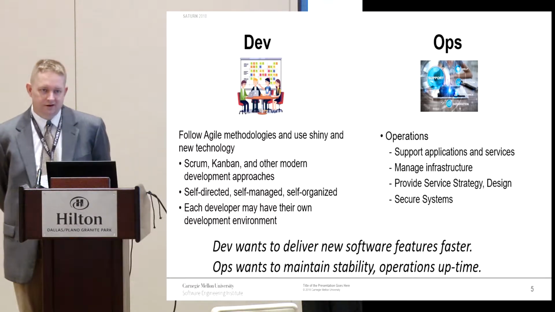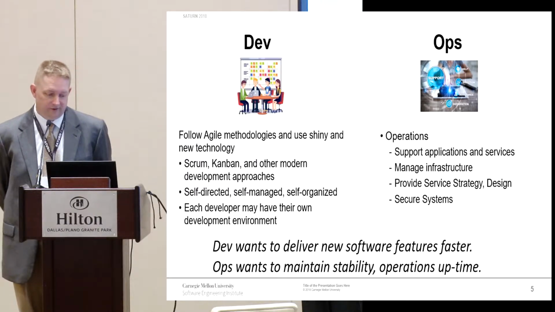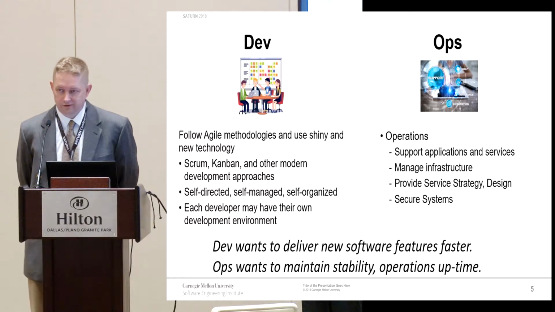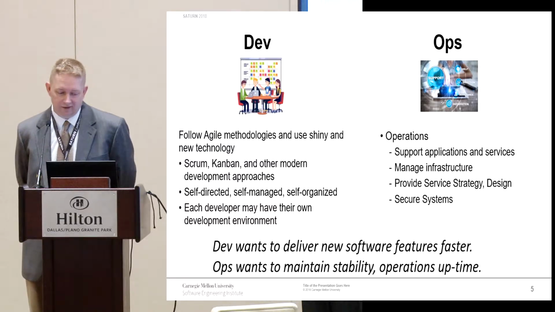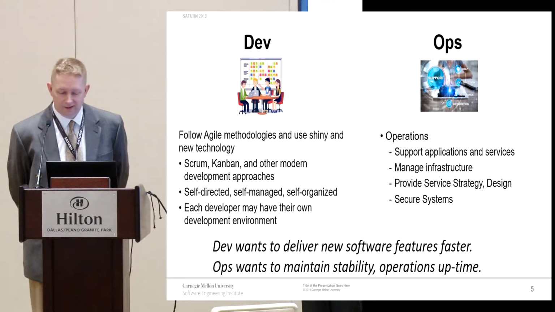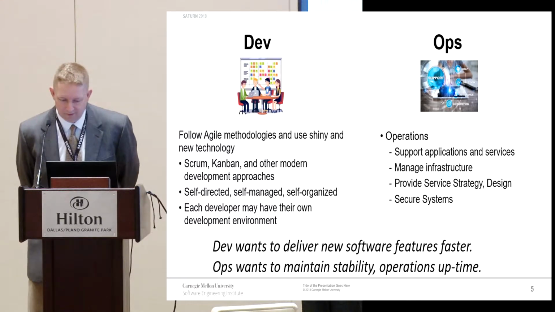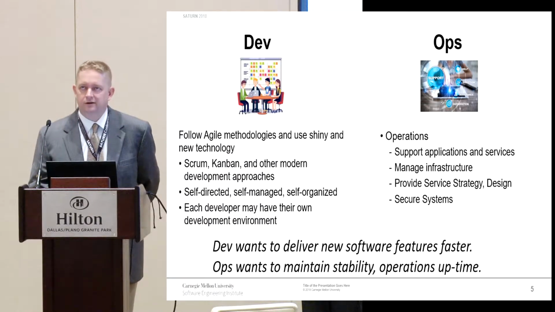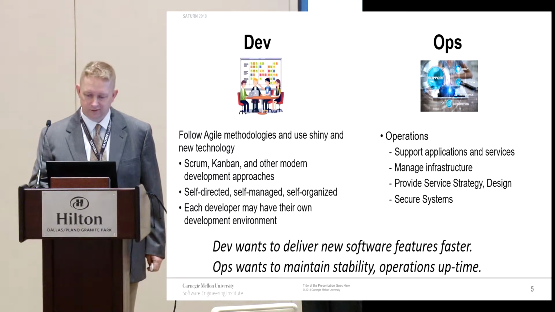So the desires of these two groups are kind of at odds with each other, right? The development groups want to deliver new software features, and they want to do it quickly. Whereas ops wants to maintain the stability of the systems that they maintain, which means good uptime numbers, right? So those are kind of at odds with each other, and that's what DevOps is really about: figuring out how to make them not at odds with each other, make them work well together.